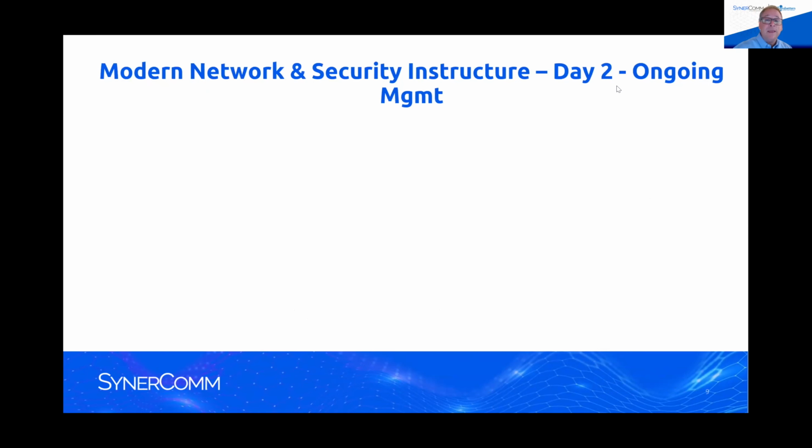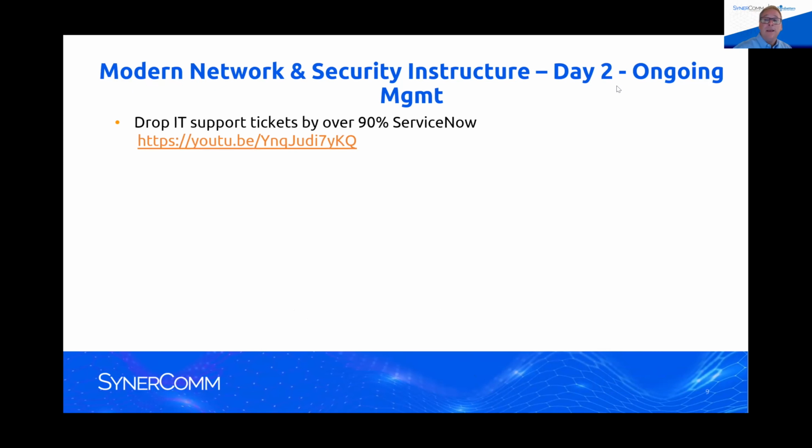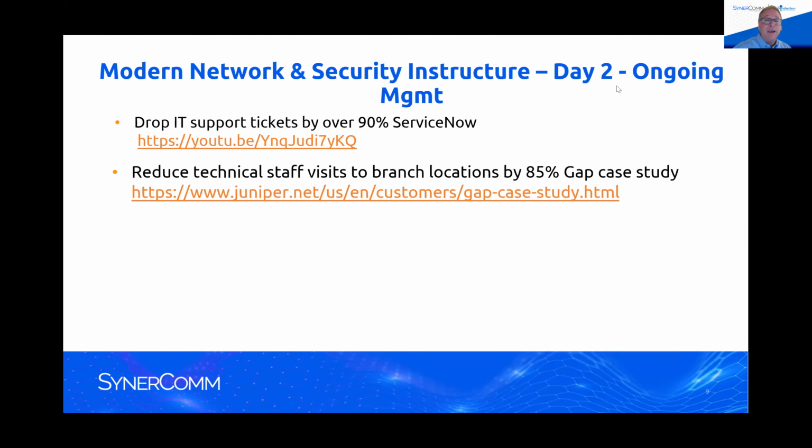And then on the day two side, for ongoing management once it is deployed, again I will use the paradigm shift that we were talking about, with the AI-driven Mist platform, where ServiceNow deployed this and actually reduced their own trouble tickets by 90%. We have a Gap case study where they reduced the need for technical support staff in remote locations by 85%.